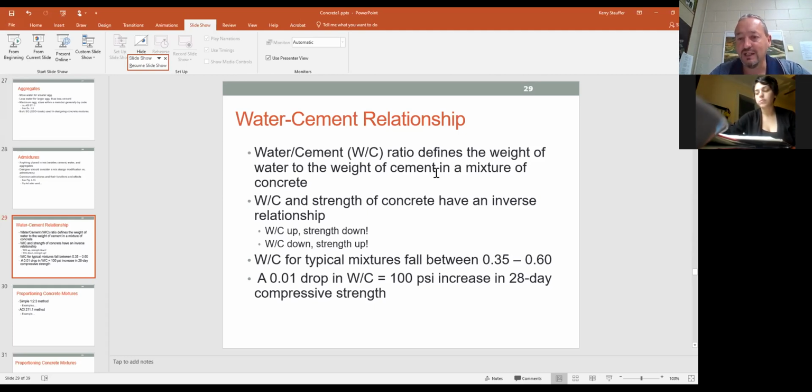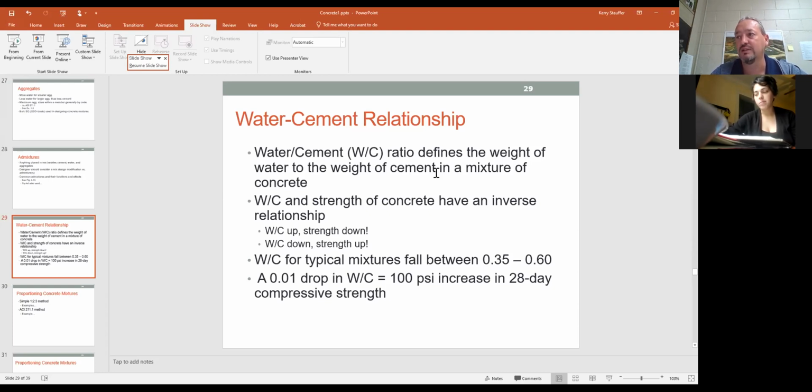But this is actually the mixing water. If we put too much water in, what the water is going to do is actually replace something else. It's going to replace an aggregate or some cement, something that we don't want it to replace. So it's a very delicate balance there. We like to keep the water cement ratio as low as possible.